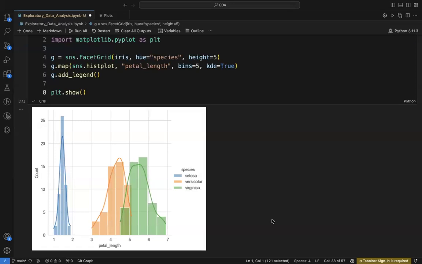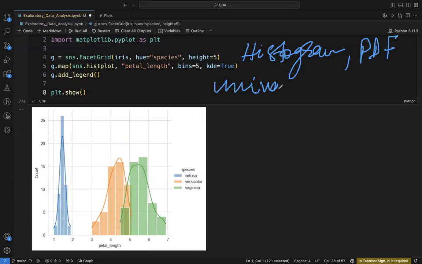Fine. Now let's understand how we can use this simple concept of histogram and PDF, or probability density function, to do something called univariate analysis. What is my agenda? To do univariate analysis. And what is this univariate analysis?